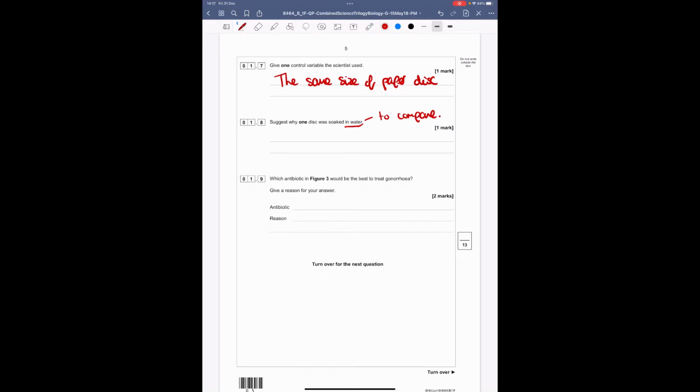Okay, so you could put it's to see a difference with no antibiotics. Okay, we call this sort of experiment a control experiment.